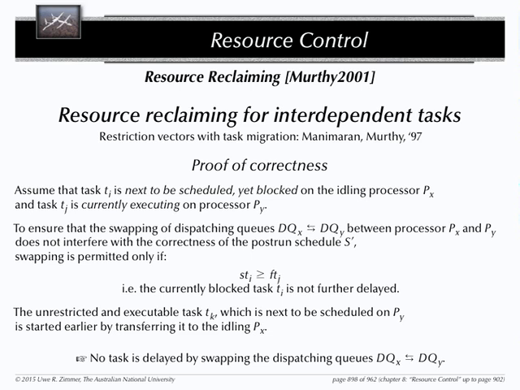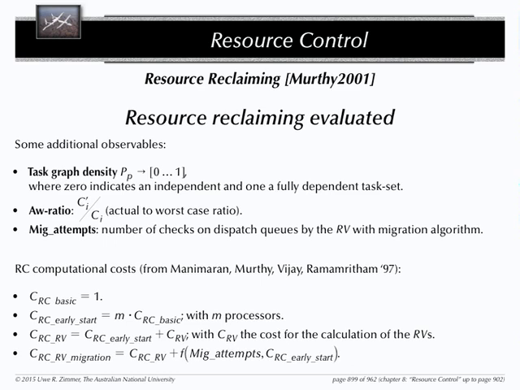So, having a look back at all the resource reclaiming possibilities, when does it make sense to do resource reclaiming? There are a few things to look at. Task graph density. How much interdependence do I have between my tasks? If my task set is loosely dependent, resource reclaiming will have a significant effect.